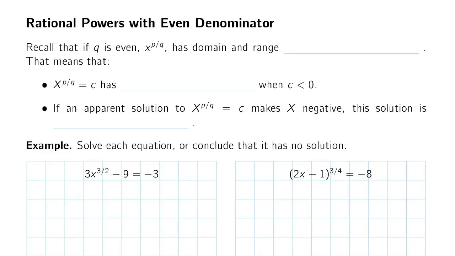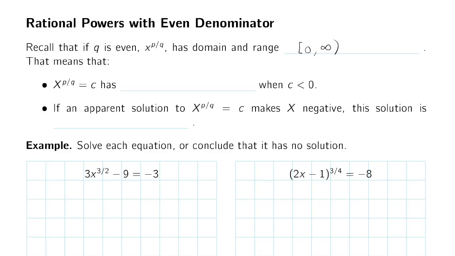What if the denominator in our exponent is even? Well, in that case, just in evaluating x to the p over q, we have an even root hidden. And so the x to the p over q function has 0 to infinity as both its domain and range. The x to the p over q function is 1 to 1, so we're only going to get a single solution if we get a solution at all.